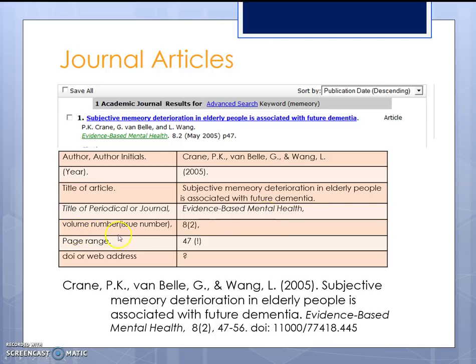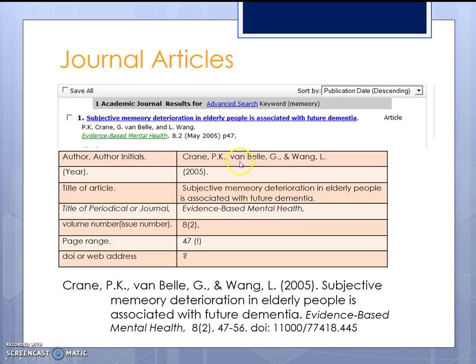Now, we need the volume and the issue number. I found that information right here, but instead of saying 8.2, I had to translate it into APA style, which is 8 parentheses 2 followed by a comma. Now, page range. Page range refers to the first and last pages of the article. Now, this is where I say don't trust a pre-made citation. The only page number we have here is page 47.